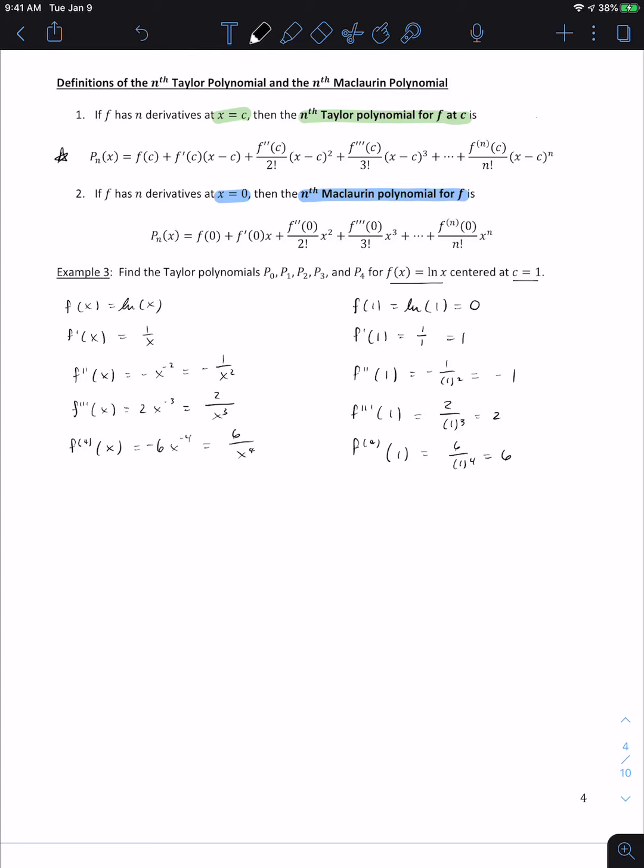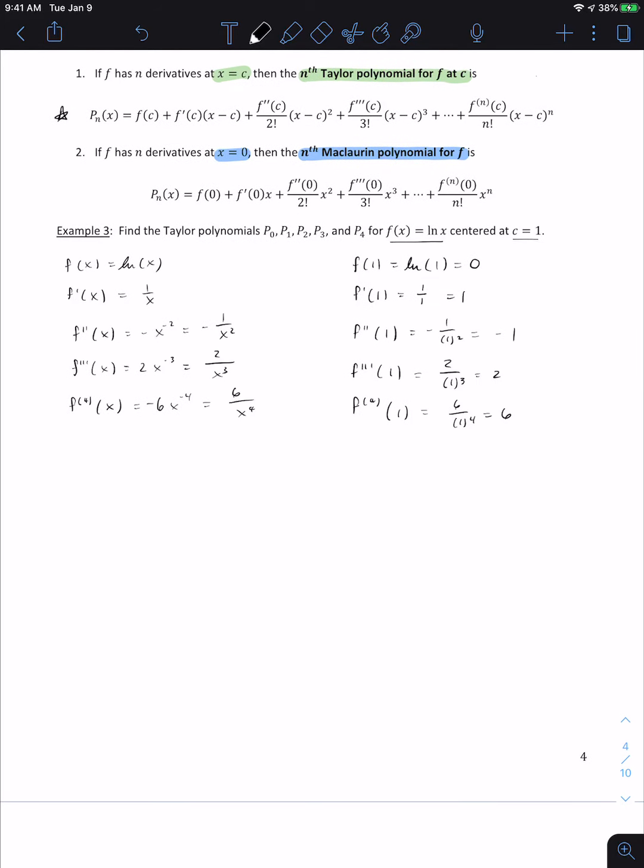Okay, so let's write out the polynomials using the formula that I have starred there. All right, so p sub 0 of x, according to that, I just would have f of c, which is f of 1. We can stop there, right, because it's just n equals 0. So this is just a really simple polynomial, and it's just 0. In other words, p sub 0 of x is just 0. Not a great approximation, but it works. It is a polynomial approximation.